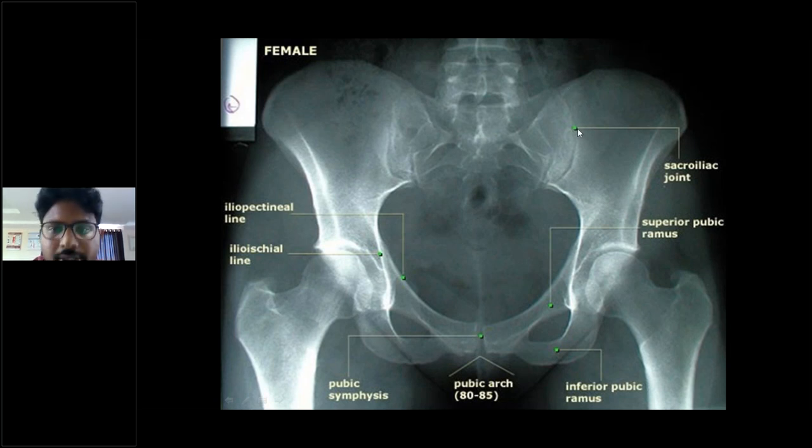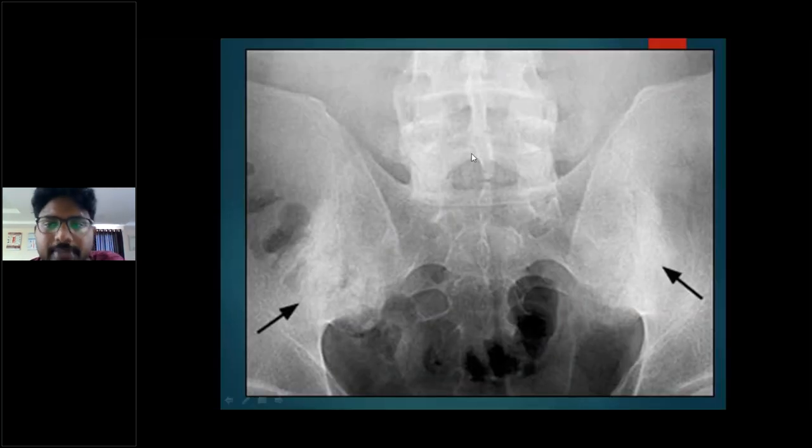Now we will see the patient with ankylosing spondylitis. This is the zoomed X-ray. Can you see this? This is the sacroiliac joint. You can see the whitening at the joint, and there is no joint space. This means there is new bone formation. Whenever there is new bone formation, it will appear white, and the joint space is also obliterated. So this is sacroiliitis. This is how it appears on X-ray.